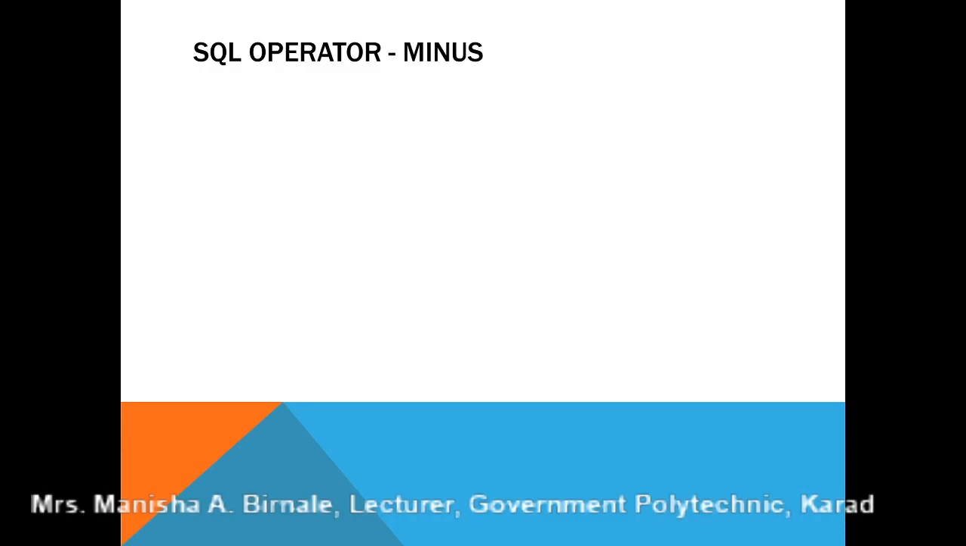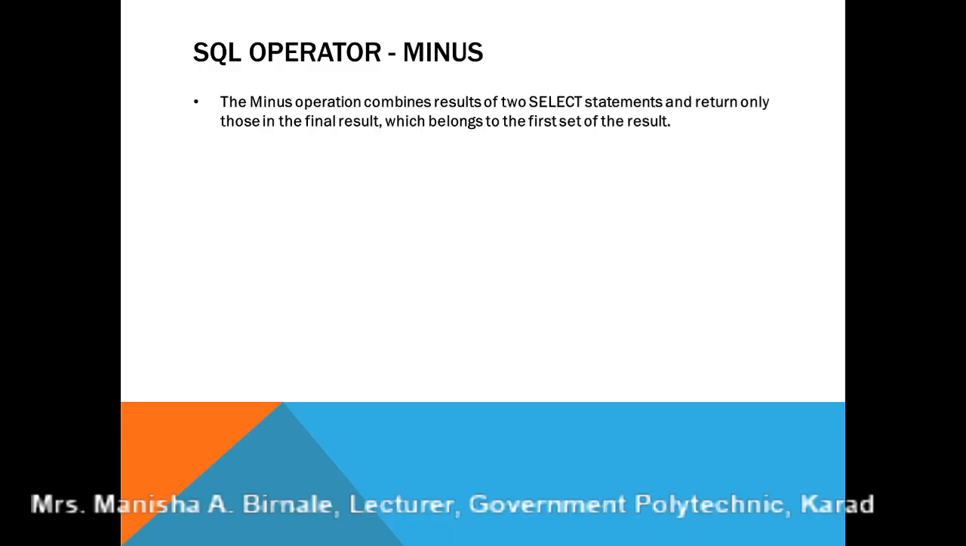Then the last SQL set operator is minus. The minus operation combines the results of two select statements and returns only those in the final result which belong to the first set of the result. So how does this minus operator work? This operator also combines two select statements, but it returns only those rows in the final result which belong to the first set of the result.